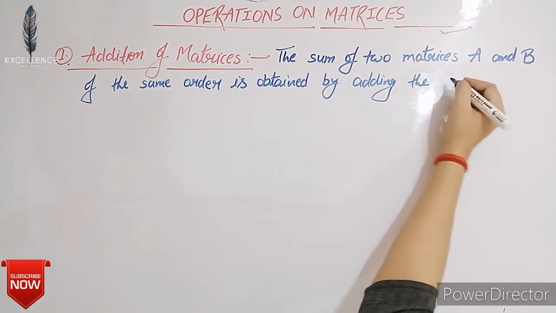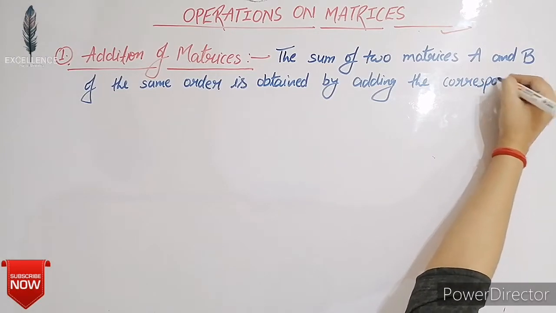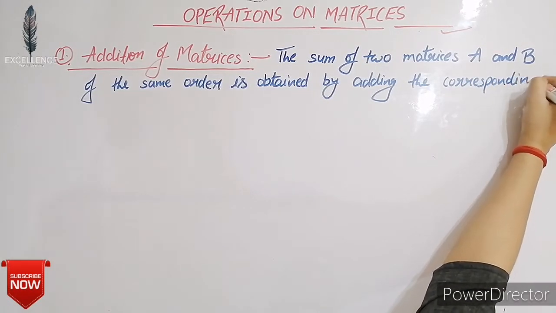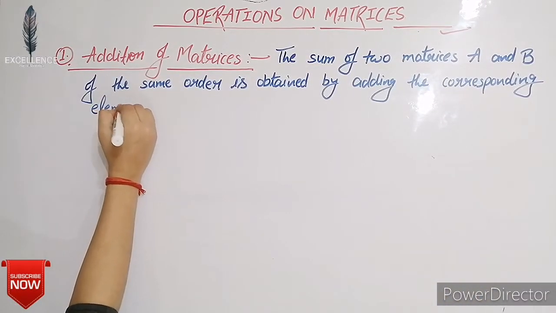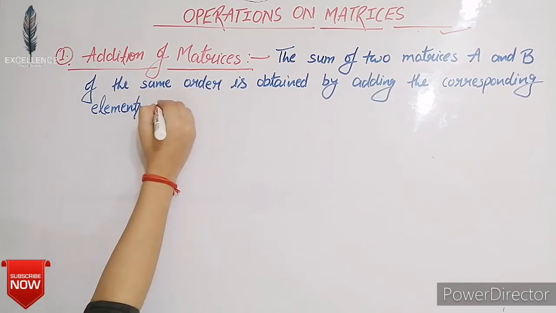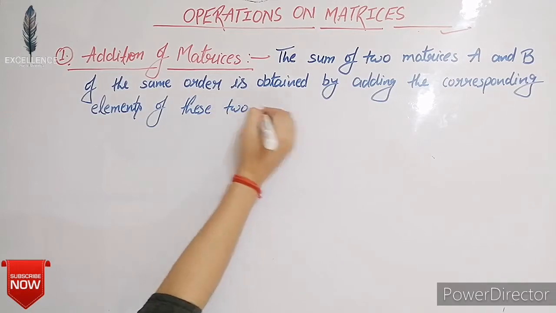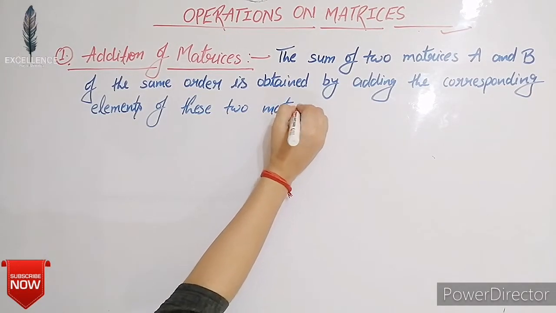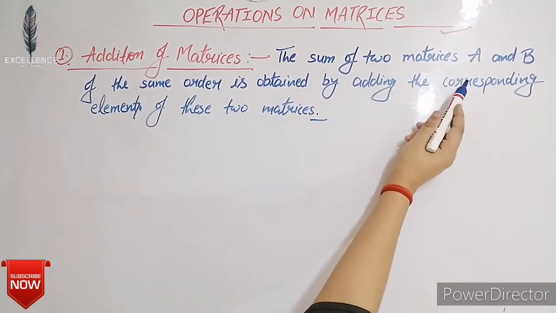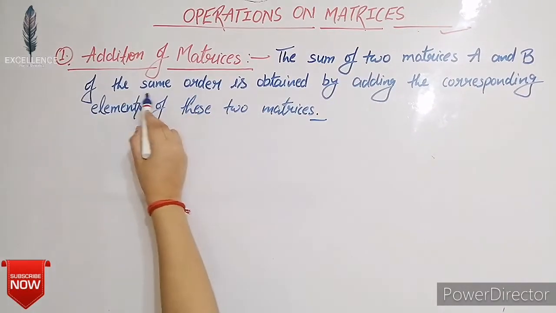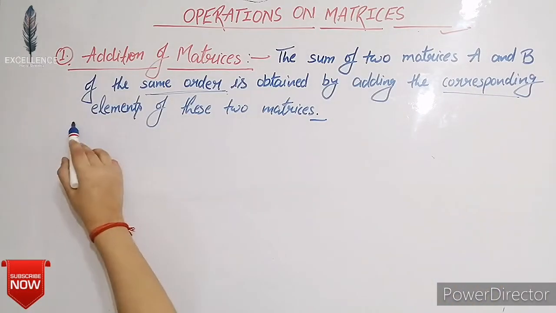If we have two matrices A and B of the same order, then to find their sum, we have to add their corresponding elements. We have to add the corresponding elements of the given matrices A and B. Okay, clear? The sum of two matrices A and B of the same order is obtained by adding the corresponding elements of these two matrices.